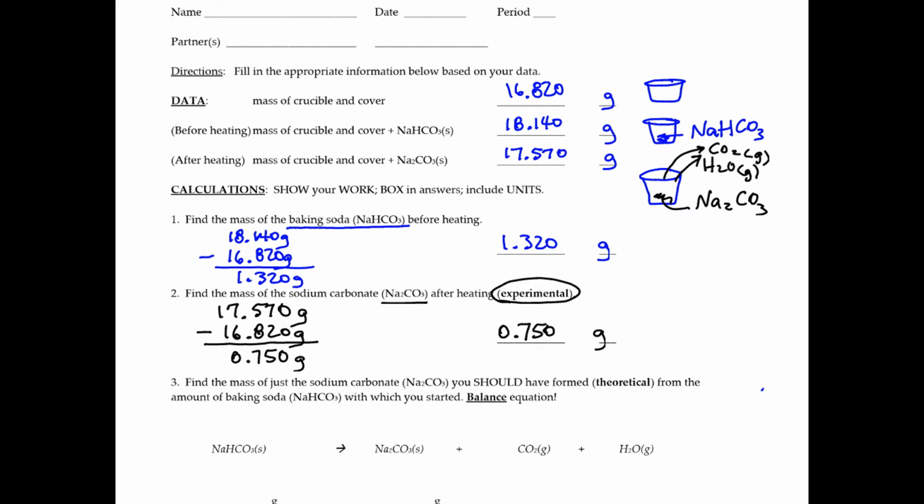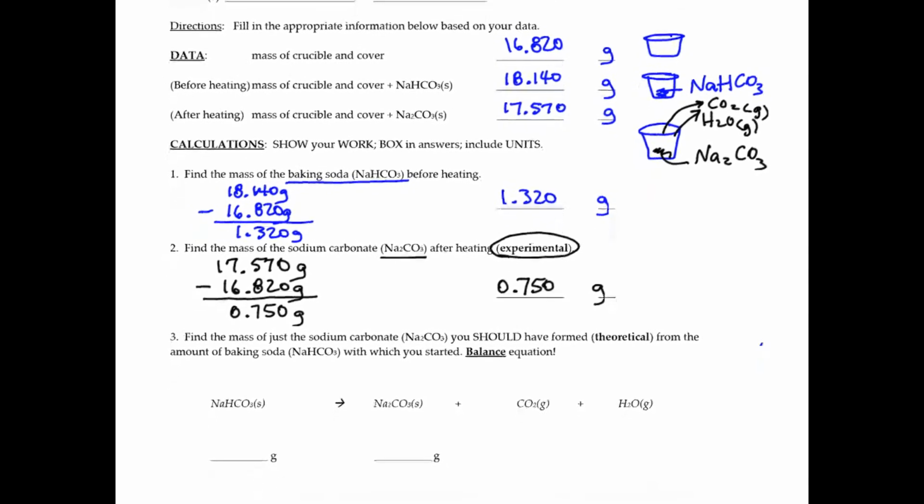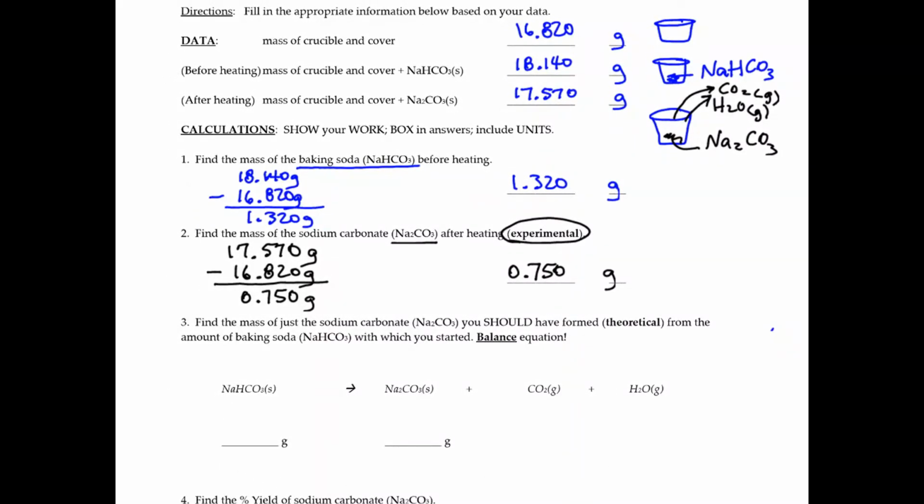Now we're going to find out, how much was I supposed to get in this lab? What should have been the theoretical? In order to do that, we're going to use the balanced equation. The first thing you need to do is balance it. There should be a 2 right here, and everything else will be balanced. You want to put a triangle over the arrow to show that you had to heat this up to make it react. And you're going to write down your initial amount of baking soda, which again was 1.320 in my example. That's how much baking soda with which I started.